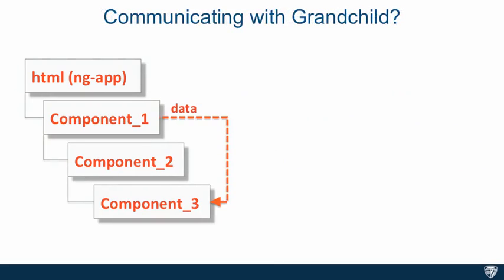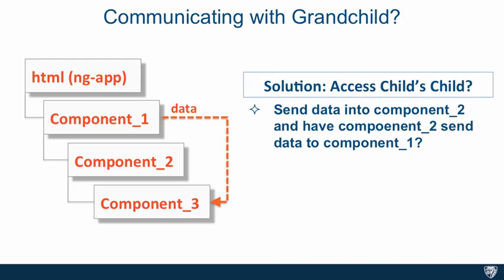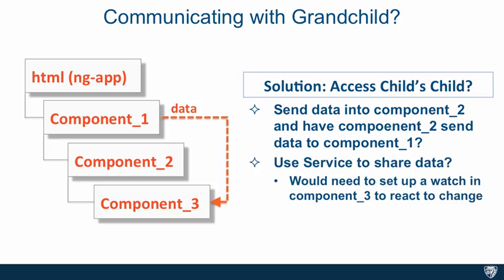When the target is reversed, we're faced with a similar dilemma. Should we send the data into component 2 and have component 2 send data to component 1? Or should we use our shared service again? Not sure, but it doesn't feel quite so elegant anymore.